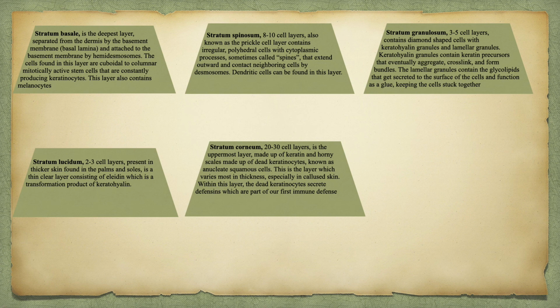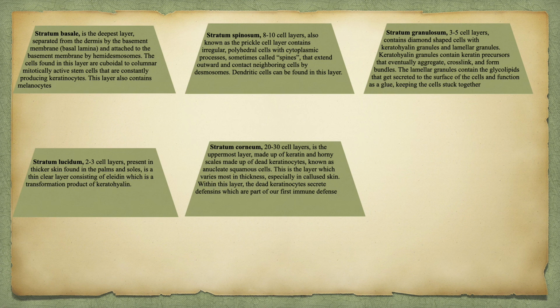Stratum granulosum has from 3 to 5 cell layers, contains diamond-shaped cells with keratohyalin granules and lamellar granules. Keratohyalin granules contain keratin precursors that eventually aggregate, cross-link, and form bundles. The lamellar granules contain the glycolipids that are secreted to the surface of the cells and function as a glue, keeping the cells stuck together.